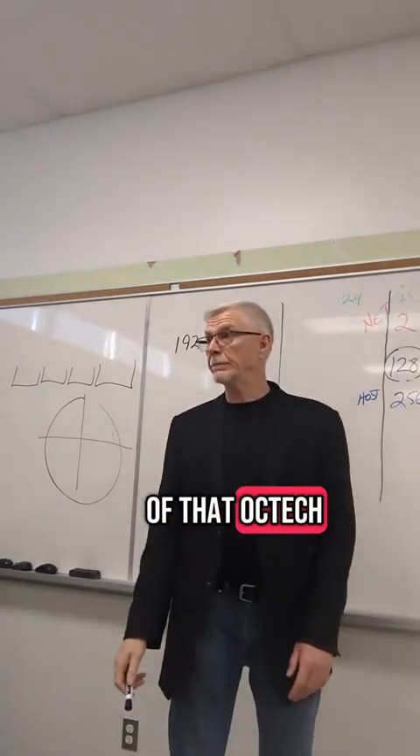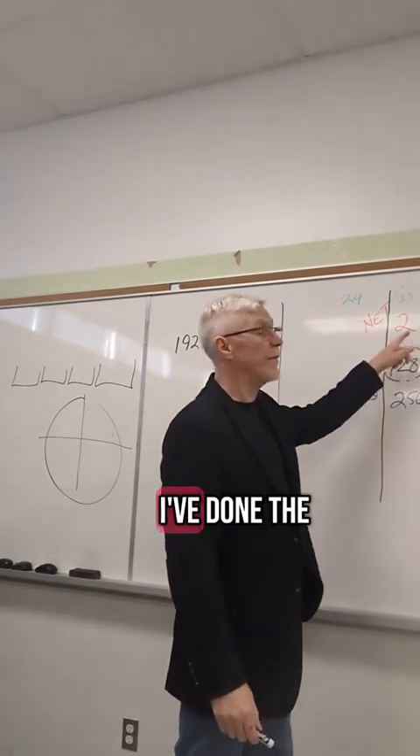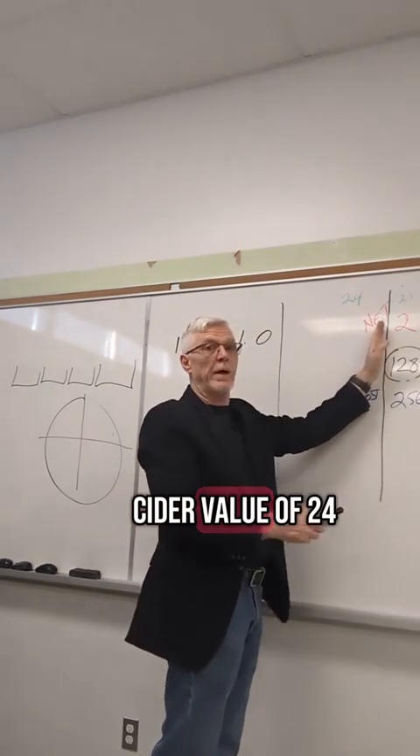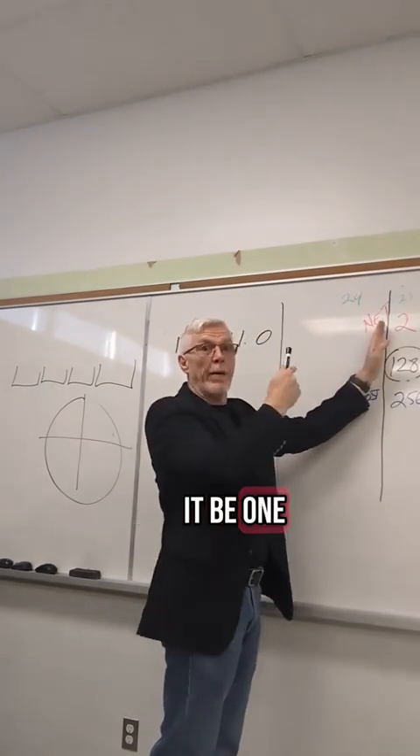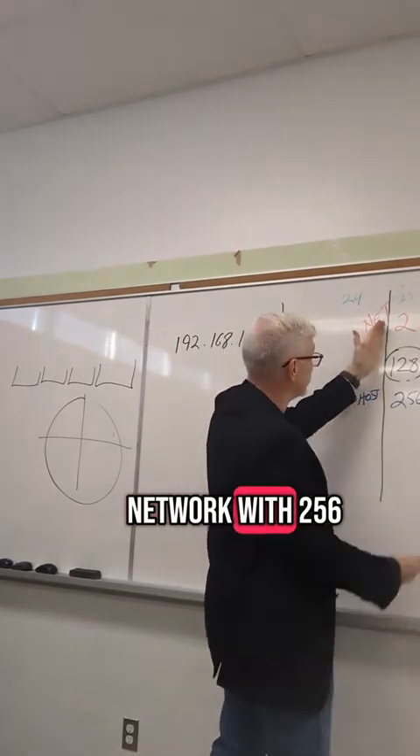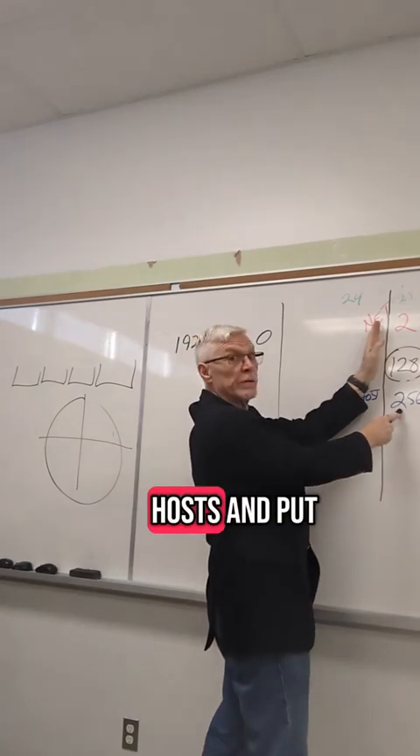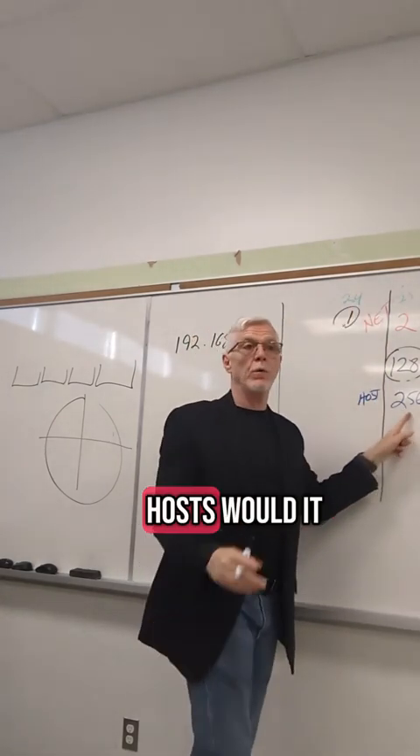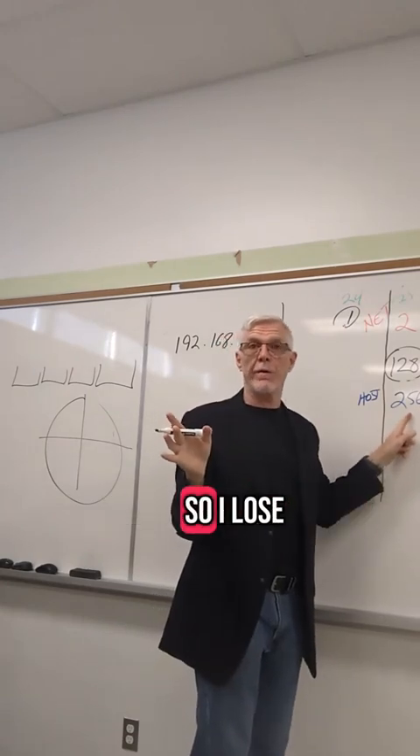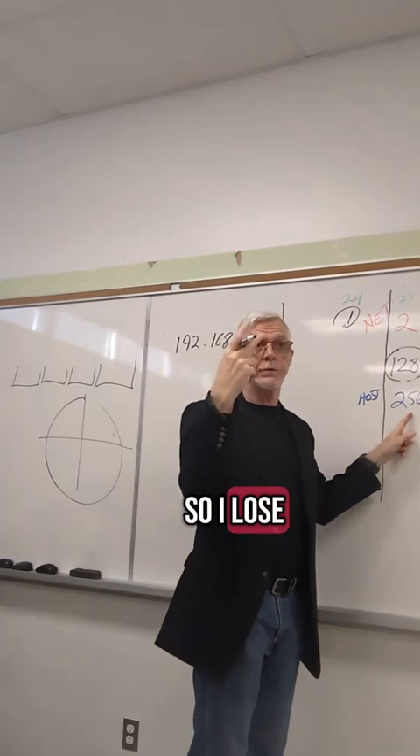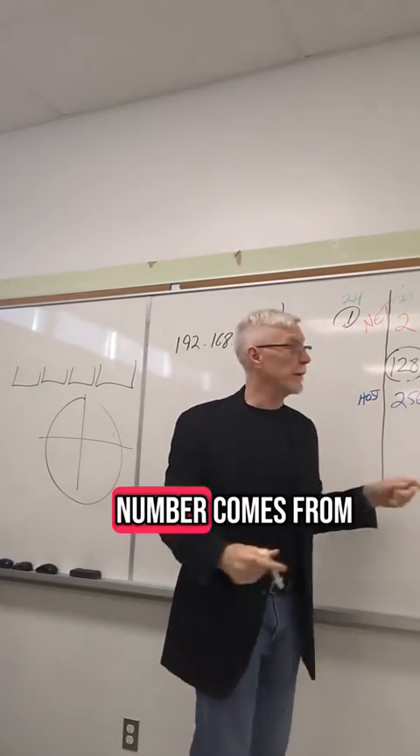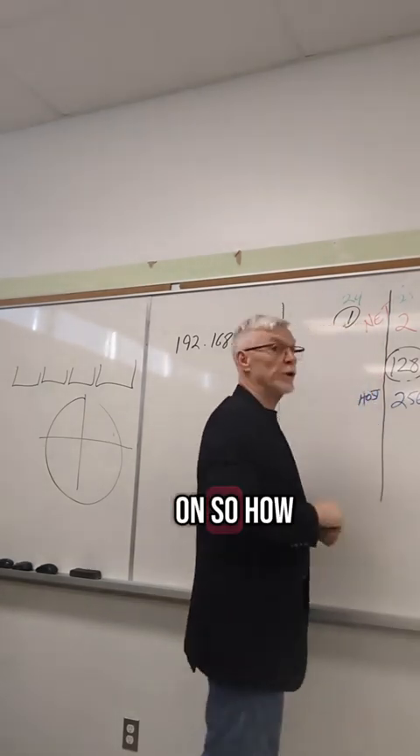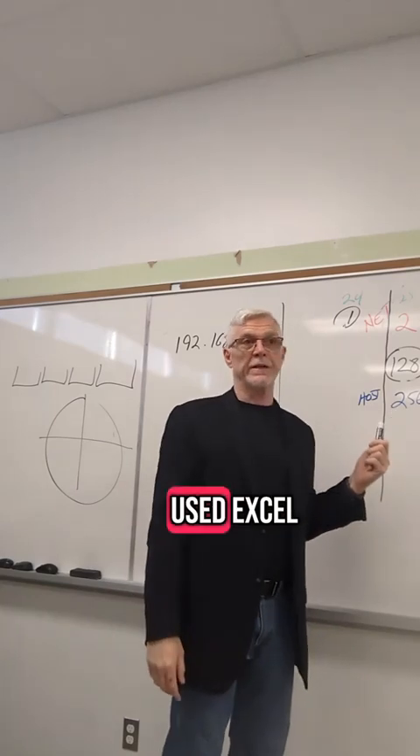of that octet. On the top, I've done the number of networks. So if it was a Class C CIDR value of 24, it'd be 1 network with 256 hosts. I'm going to put the 1 up here. 1. 1 network, 256 hosts. Would it actually be 256 hosts, though? No. I lose 2. That'd be 254. That's where that number comes from. And then down here's my host, right? 256 and so on. So how many people have used Excel?